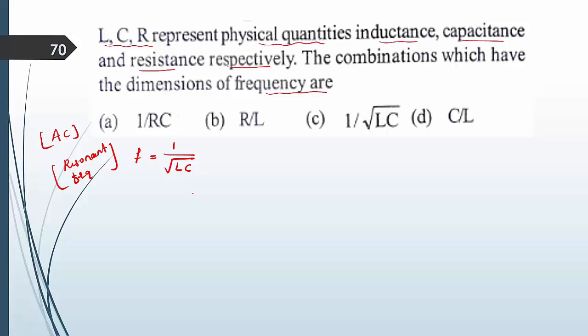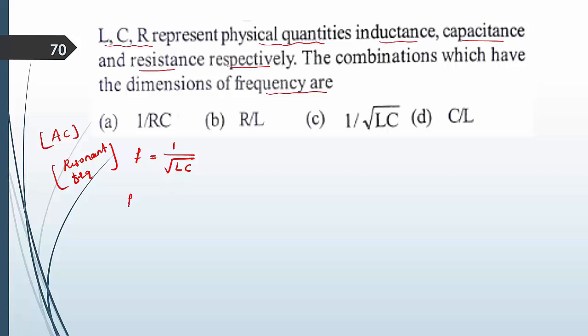f equal to 1 by root of LC. So just now you can remember this equation: f equal to 1 divided by root of L into C. L indicates inductance, C indicates capacitance. Now you can easily substitute the dimensions of inductance and the dimensions of capacitance, and you will get the answer.